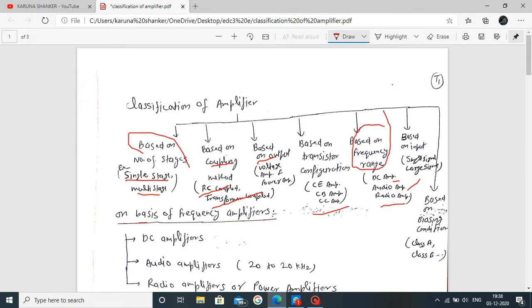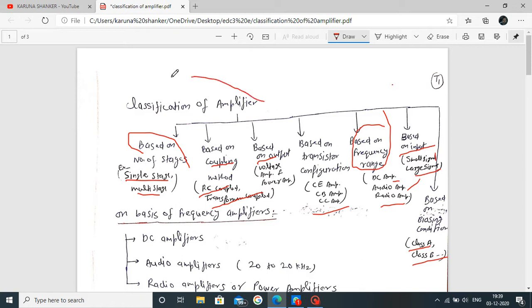And next, we classify based on the input signal applied, meaning we apply either a small signal or a large signal. So this is described as a small signal amplifier and a large signal amplifier. And another basis is the biasing condition. The examples are class A, class B, class AB, and class C. These are based on the biasing condition.